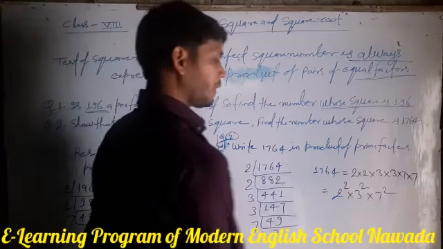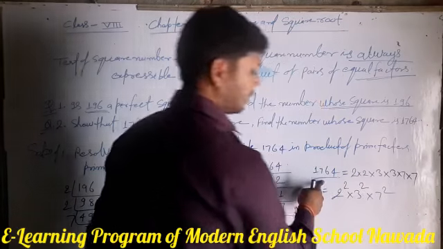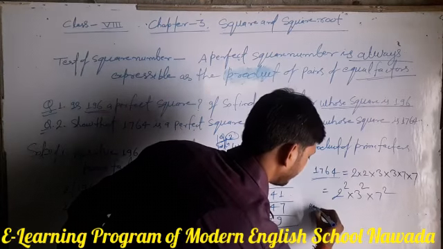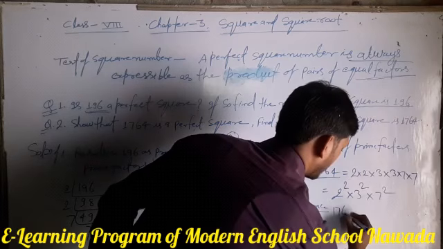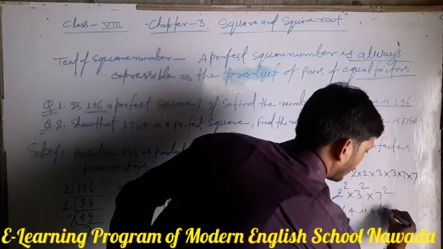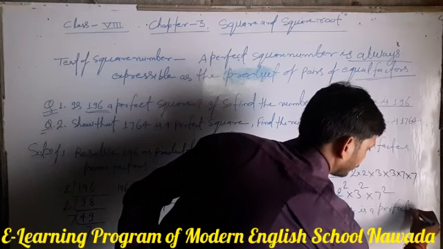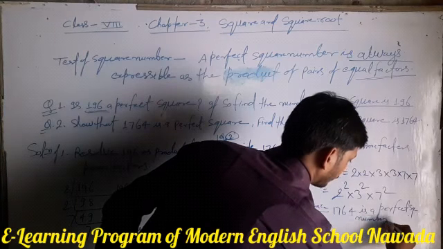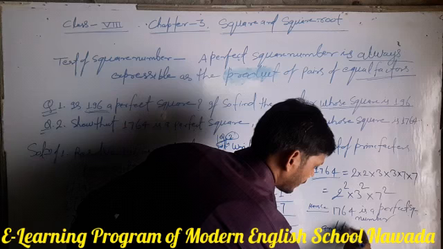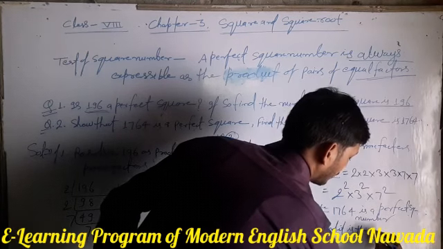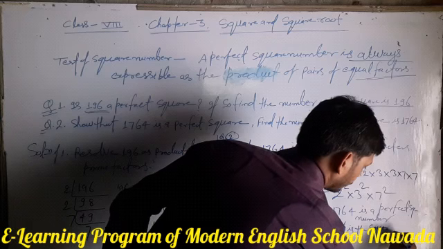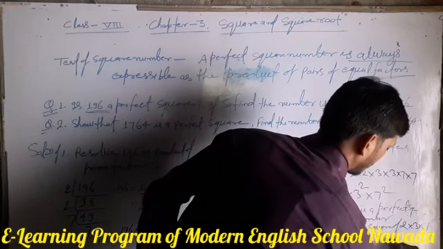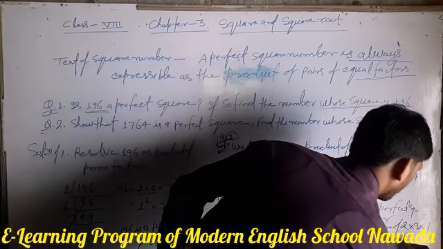That means 1764 has a pair of each factor. So it is a perfect square. Hence 1764 is a perfect square number, and it is the square of 2 into 3 into 7. That means 42.